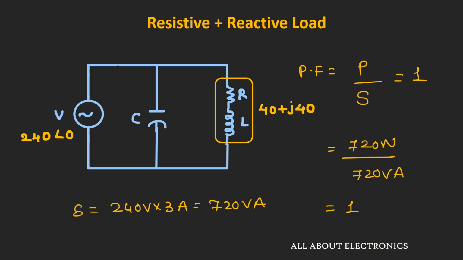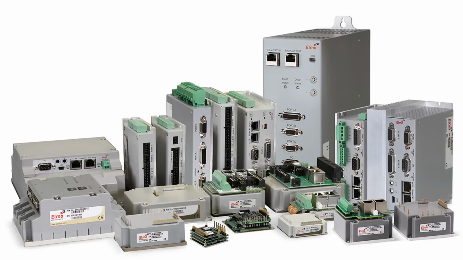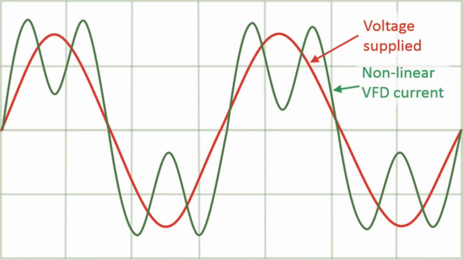So now, whatever discussion we carried out so far was for the linear loads. That means the load contains the resistor, capacitor or inductor. But in actual systems, we usually have non-linear loads. Like in the case of the variable frequency drive or servo drives, we have rectifier bridge or rectifier circuits inside these drives. Because of these non-linear elements, we have harmonics of this current. That means apart from the fundamental frequency of the current, we also have the harmonics. And because of this harmonic distortion of the current, we have a degradation in the power factor.